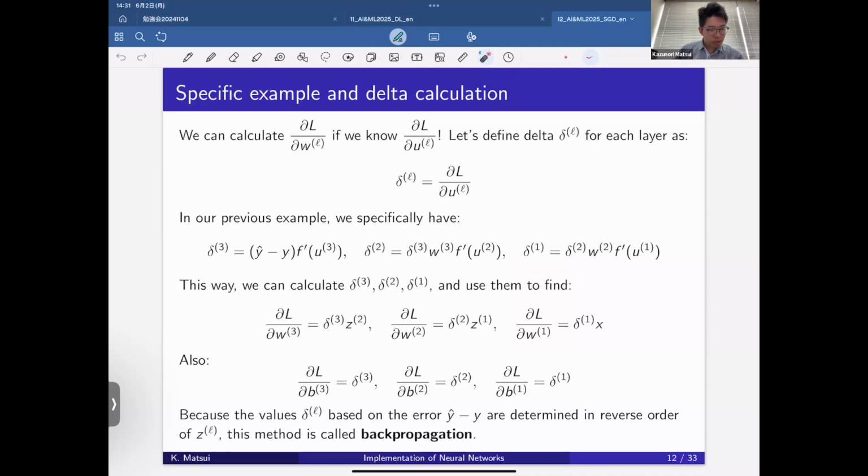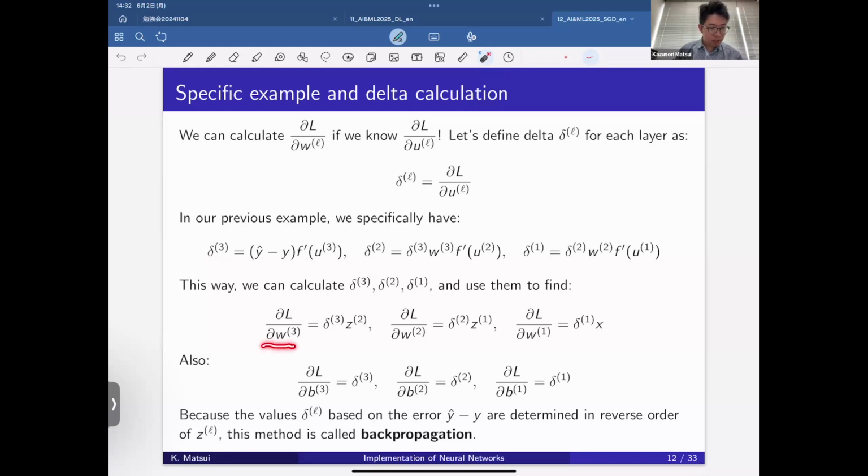So if we calculate in reverse, once delta 3 is determined, delta 2 is also determined, and once delta 2 is determined, delta 1 is determined in a chain-like form. By using these deltas, delta 3 to delta 1, we can also calculate the partial derivative with respect to weight w.